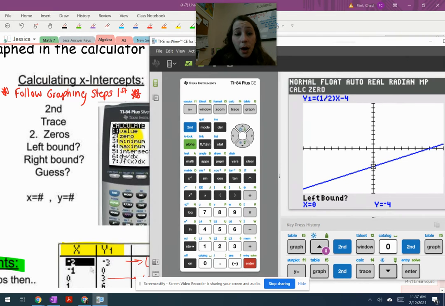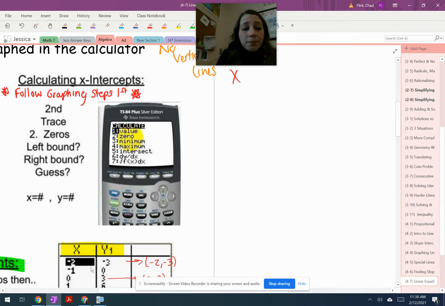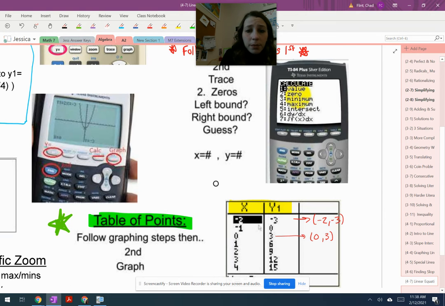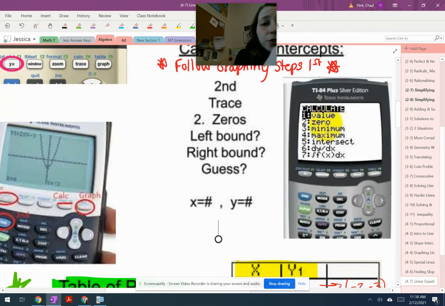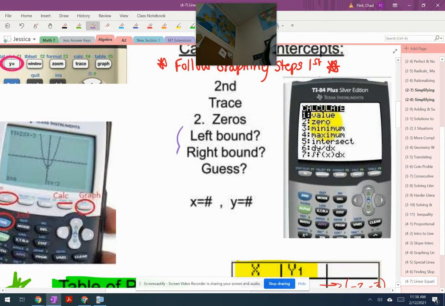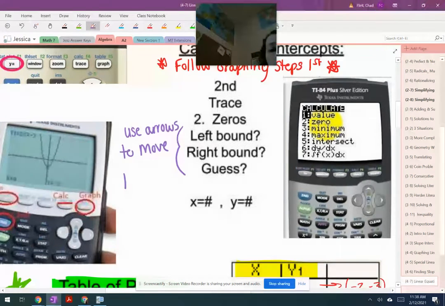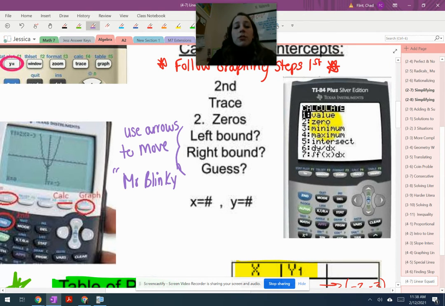Once I hit enter, Mr. Blinky showed up. So I'm going to make a note over here. When you're doing this left bound and right bound stuff, you're going to use your arrows to move Mr. Blinky. And you'll meet Mr. Blinky in just a moment.